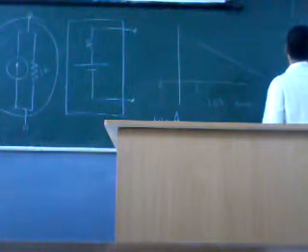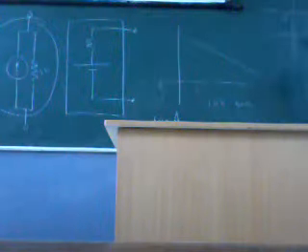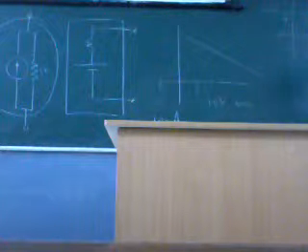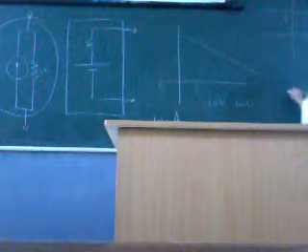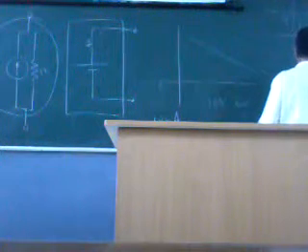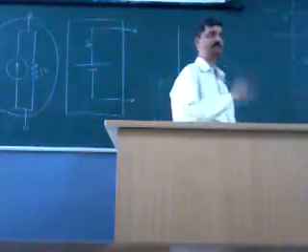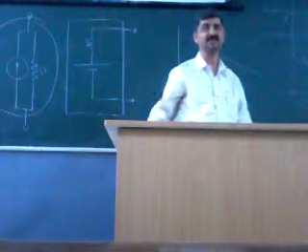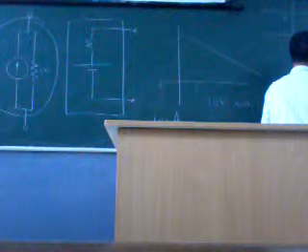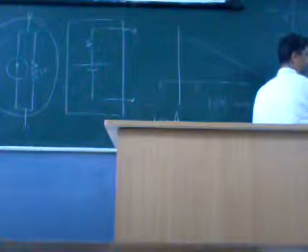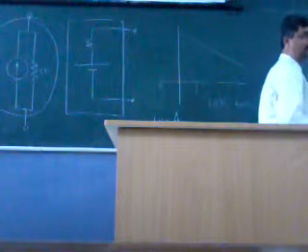If this was I, this was V, it was like this. Whereas for a current source, what should be the VI characteristic? Let the Y axis be I and V, like this. For a practical current source, what will be the characteristic?